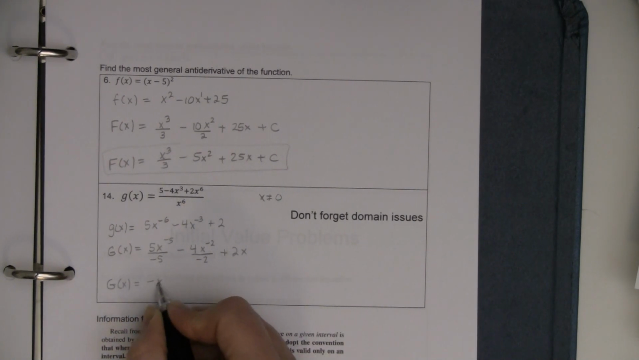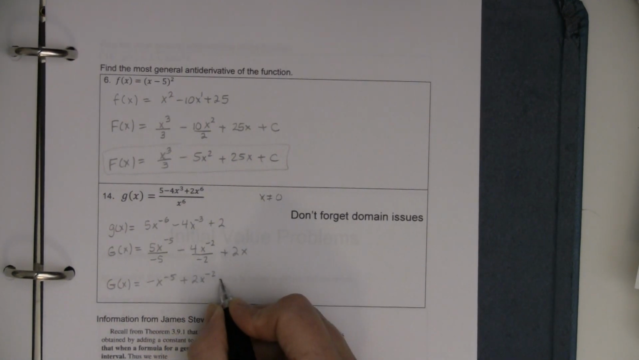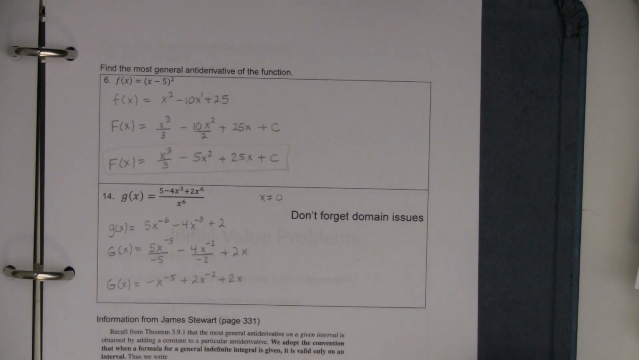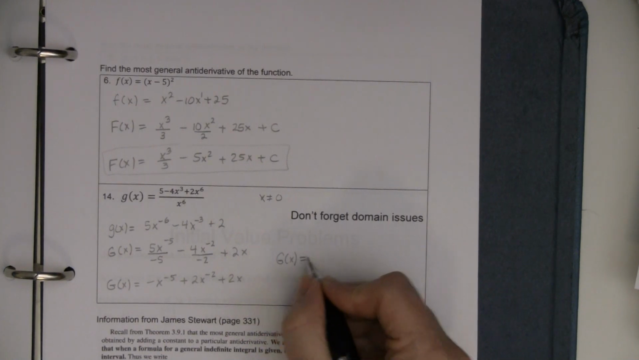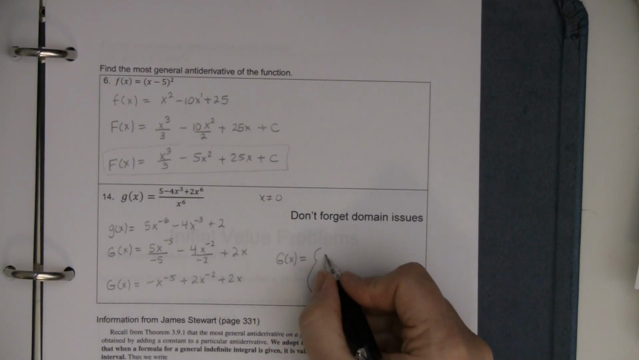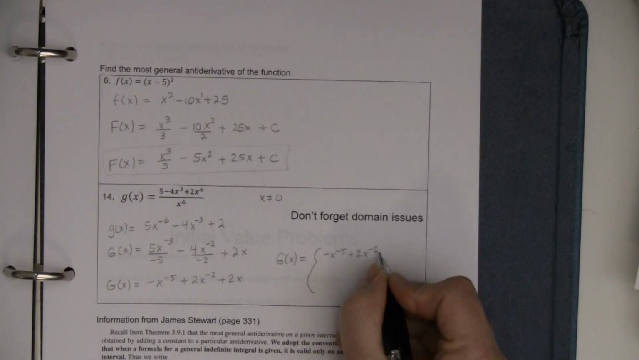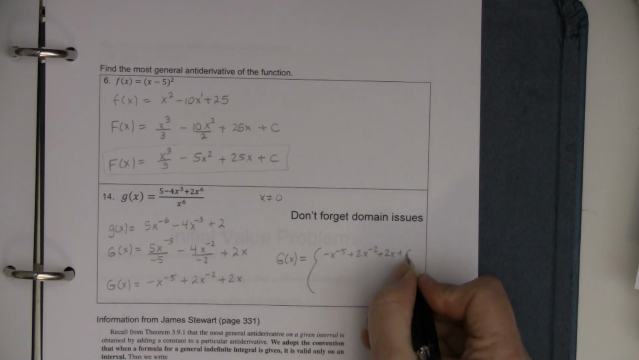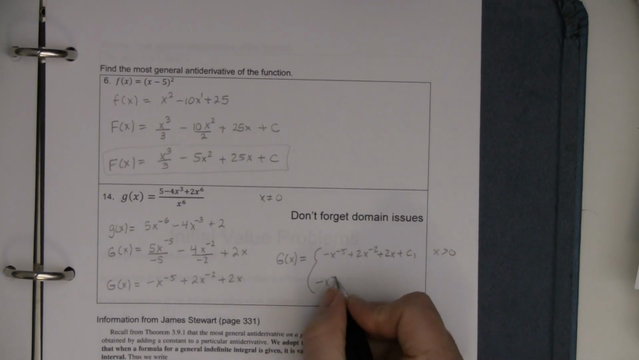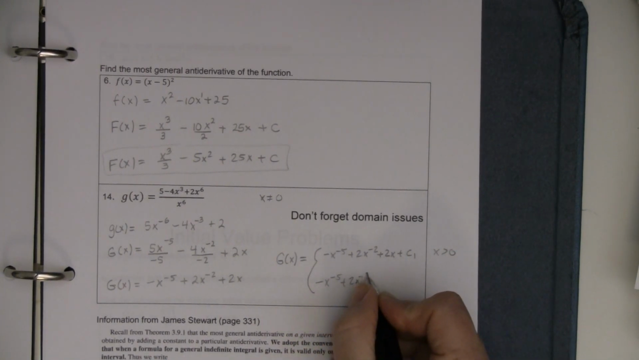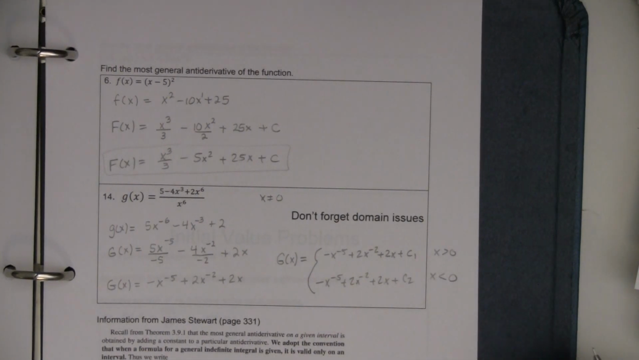So this is negative x to the negative 5th. This is positive 2x to the negative 2 plus 2x. And what he does with the domain issues is that he defines this piecewise. And he says there's two antiderivatives. There's this one, negative x to the negative 5th plus 2x to the negative 2 plus 2x plus c1. And that's when x is greater than 0. And then there's this other antiderivative, and that's when x is smaller than 0.